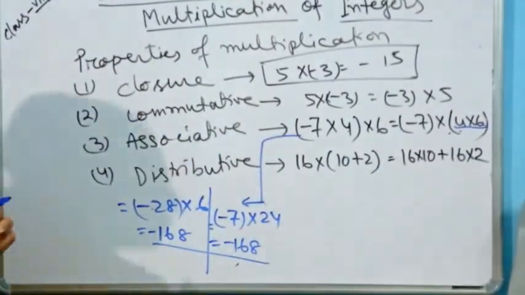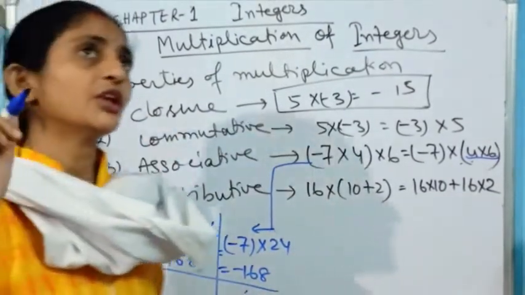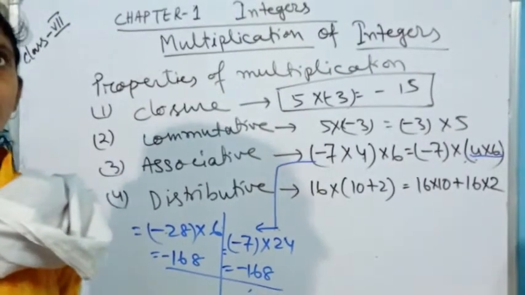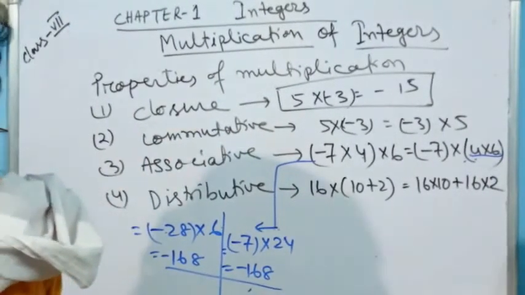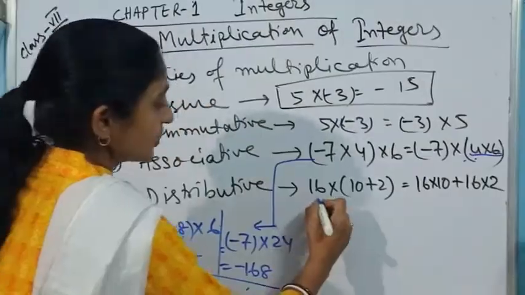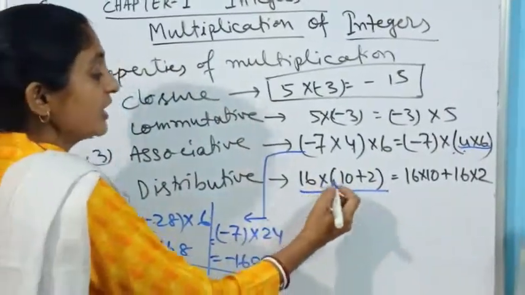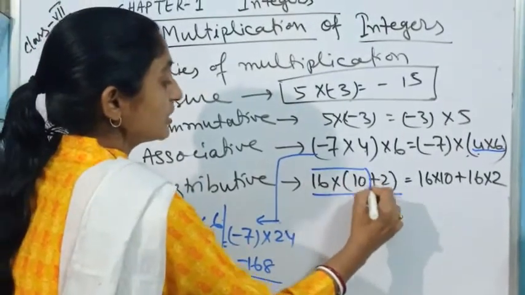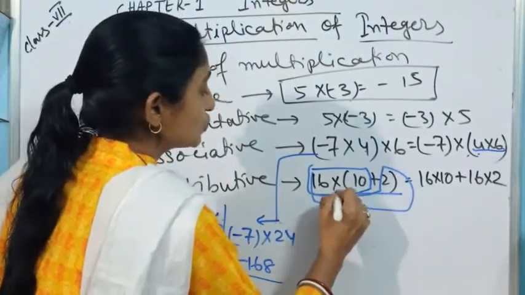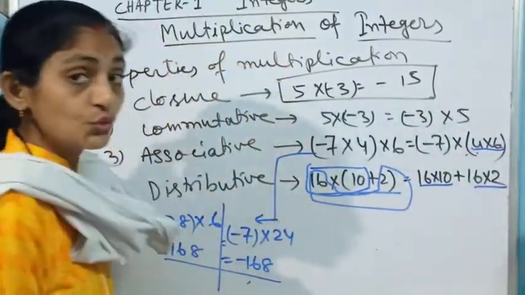Okay, the last property we are going to discuss here is the distributive property. Whenever you went through taking common factors or something similar in your class 6, you might have come across these things. I am taking one example here: 16 into (10 plus 2). That means first we multiply 16 and 10, and in the second part we multiply 16 and this 2. That means 16 into 10 and 16 into 2, their sum.